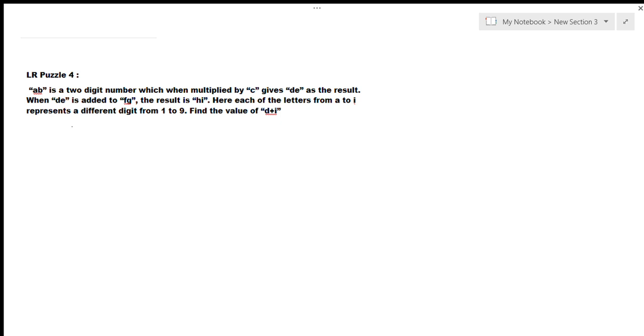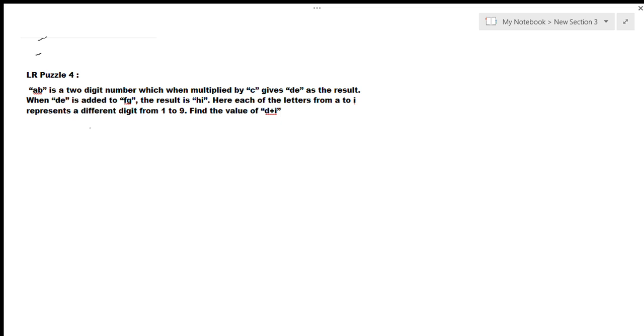I'll read the puzzle for you guys. AB is a two-digit number which, when multiplied by C, gives DE as the result. Here, DE is a two-digit number. When DE, again a two-digit number, is added to FG, the result is HI. Here, each of the letters from A to I represents a different digit from 1 to 9. Find the value of D plus I.